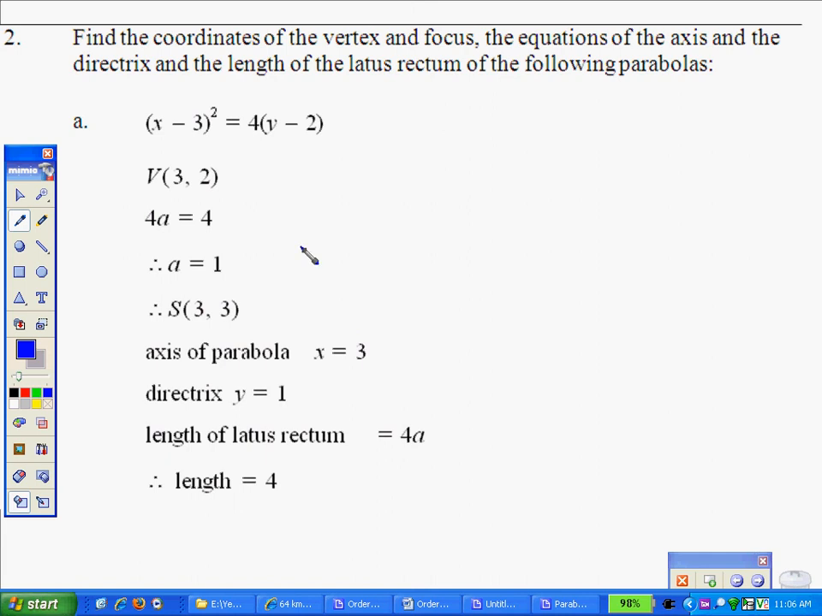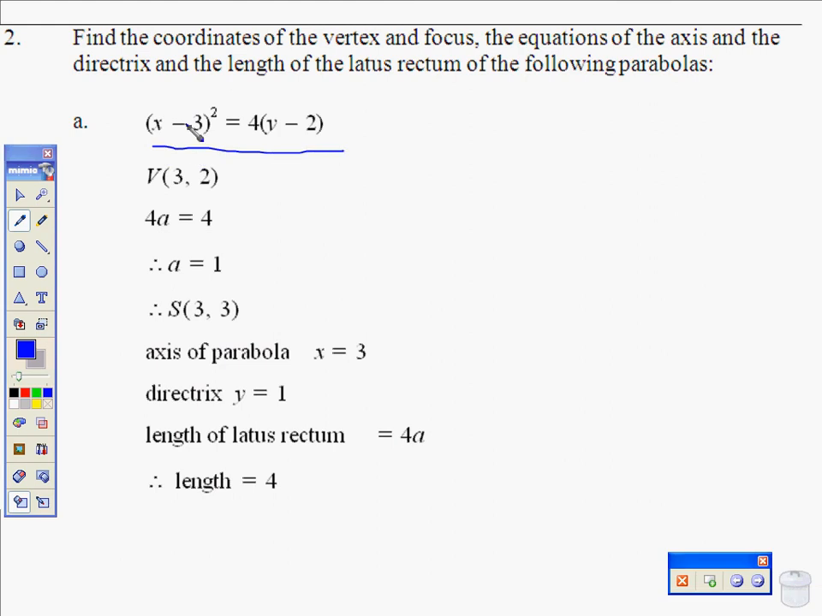Okay, our next example, we've got the coordinates of the vertex and the focus. Find the coordinates, the equations, the axis, and the directions and length of the latus rectum of the following parabola. So what we've got is our parabola, and what we need to do is just digest all the information. Again, we can see that we can get the vertex very easily. So V would be equal to (3, 2).